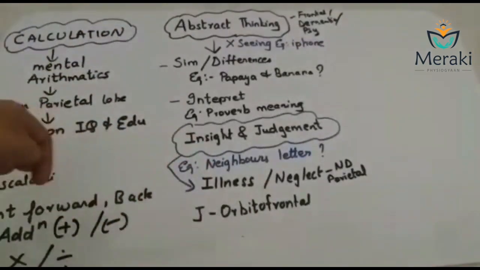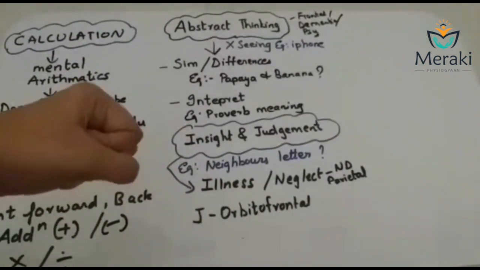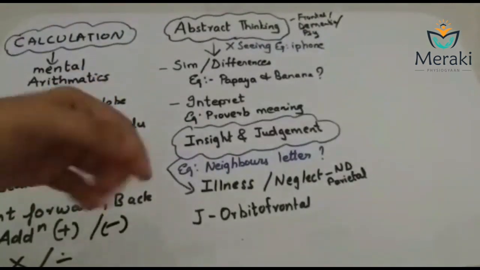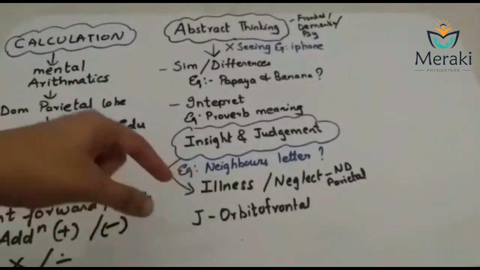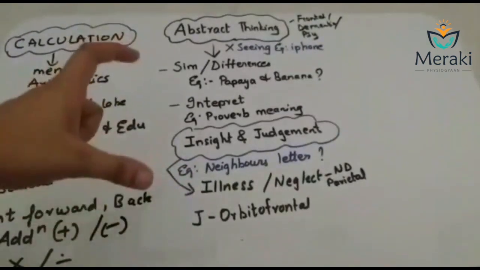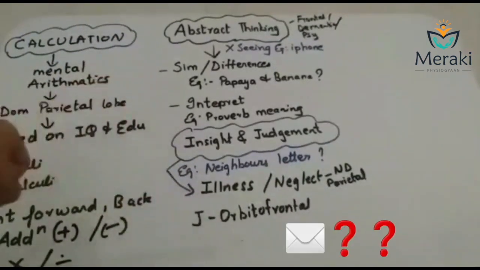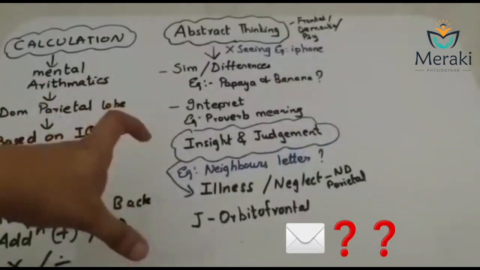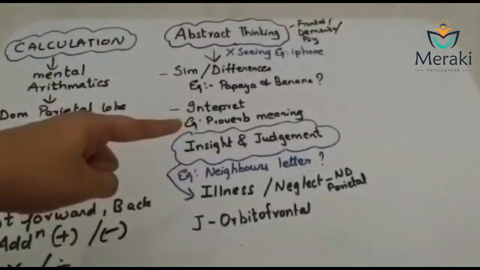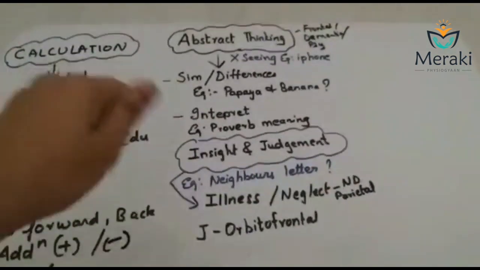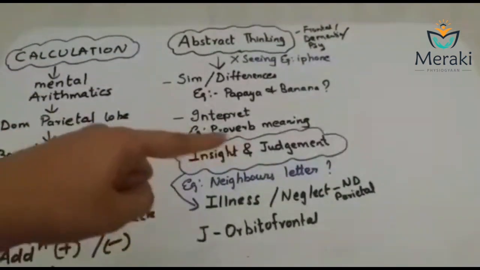Insight and judgment. Insight is awareness या जानना, and judgment is what do you do. So for example, you give them a situation. If you open the door and you found a neighbor's letter, what would you do? So his insight would be knowing that this is not my letter and it is the neighbor's letter, whether he keeps it or goes and gives it to the neighbor is the judgment.